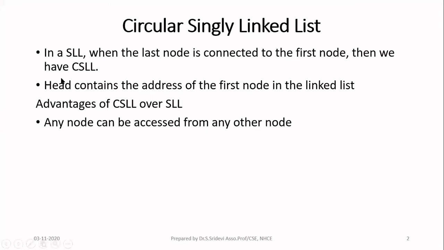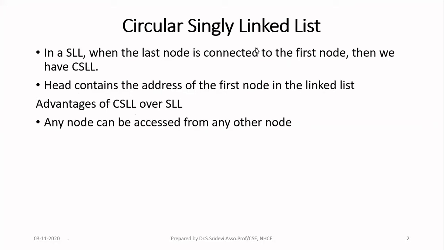In the case of the single linked list, when the last node is connected to the first node, then we will say that it is a circular single linked list. Here also the head pointer will contain the address of the first node in the linked list. And when we go for the circular single linked list, we have a certain advantage over the normal single linked list. The advantage is that you can access any node from any other node.